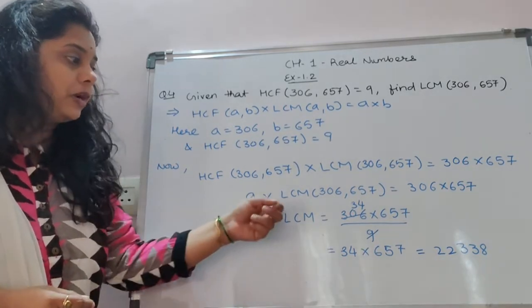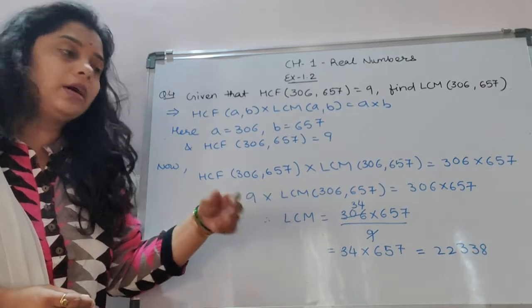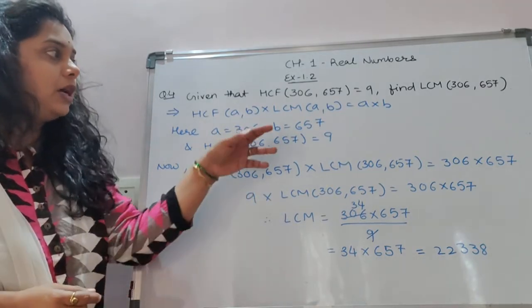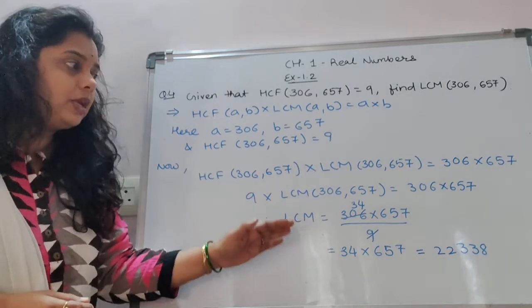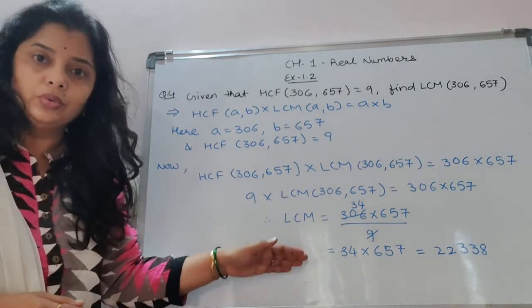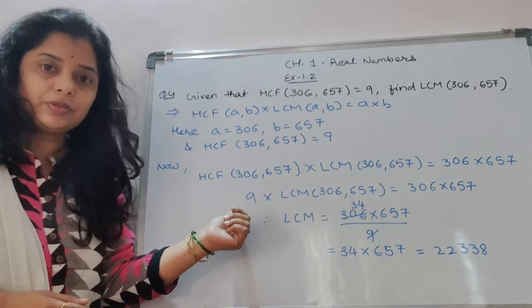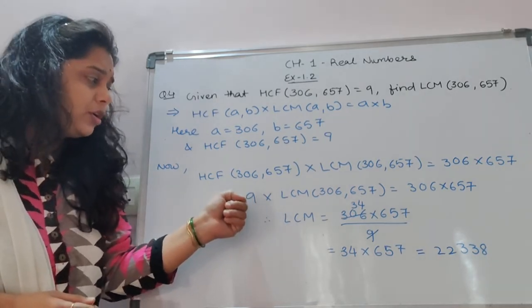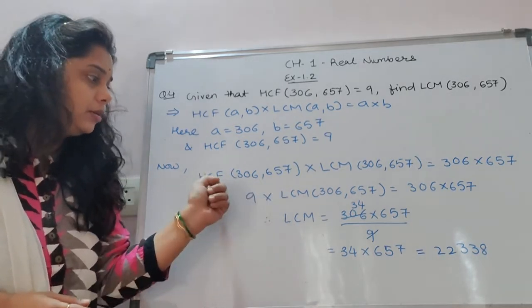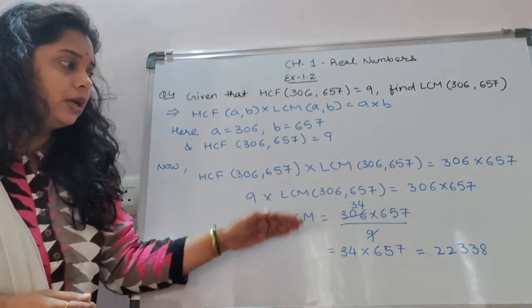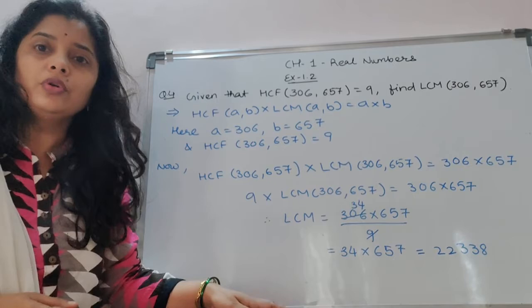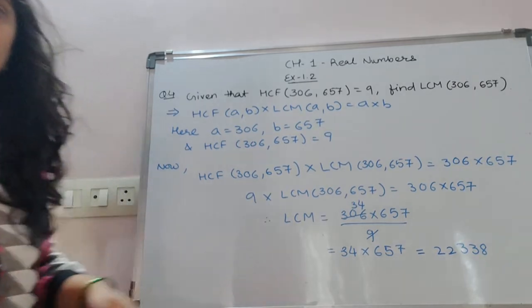Here they are asking to find the LCM. In another question, if they give the LCM and ask to find the HCF, you have to do the same thing with the same steps. Just instead of LCM, they ask to find the HCF, then the same procedure and same steps you have to follow. That's it.